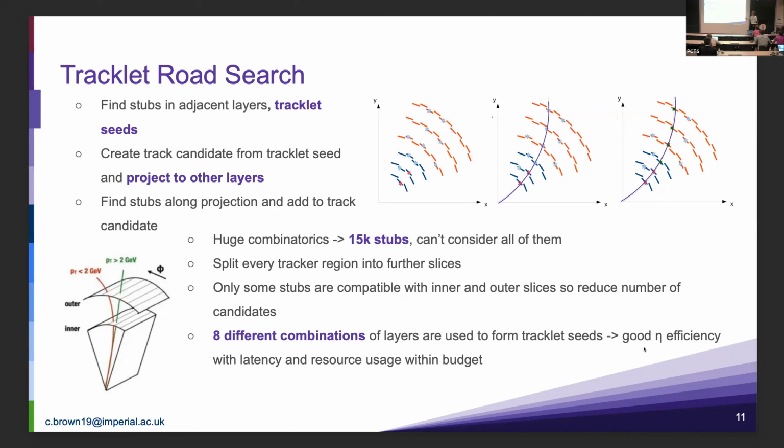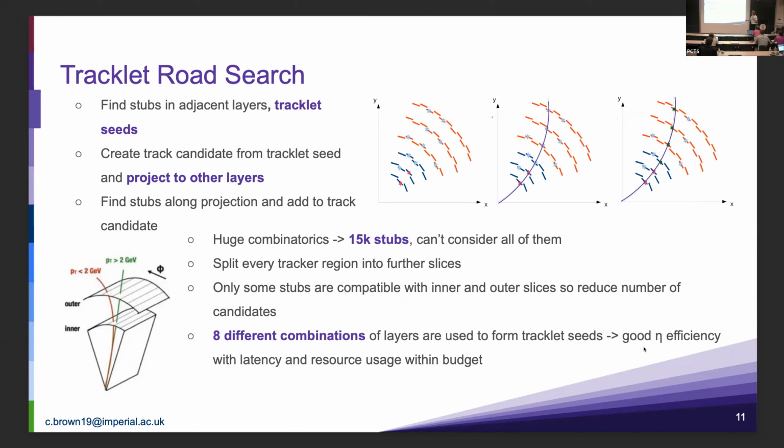And even with this huge combinatorics of 15,000 hits in the detector, we can't consider every single possible hit. So we split every tracker region into further inner and outer slices, and we look only for the stubs that are compatible with both of those slices. This manages to reduce our data rate down significantly when we're doing this track road search part of the algorithm.